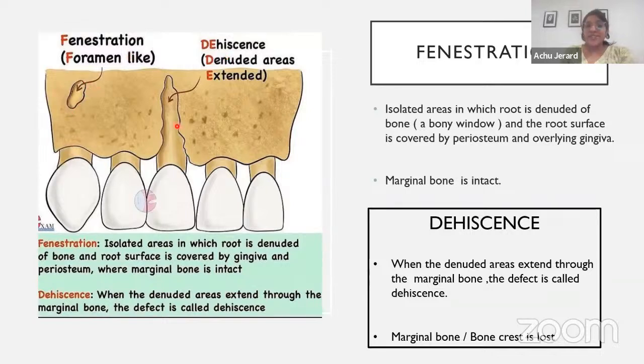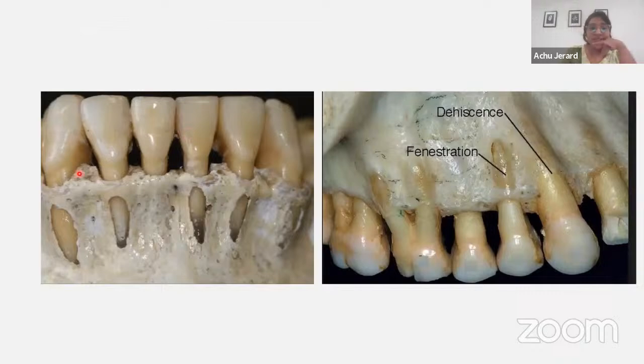In dehiscence, the difference is that it is also devoid of bone, but the marginal bone is also not present. So the flap, the gingiva and all will be there, but the bone is lost in this region. This is the example picture for fenestration, and this is the dehiscence. Here you can see a bony window-like opening where the marginal bone is intact. But here, this is dehiscence, where the marginal bone itself has been denuded of the root surface.